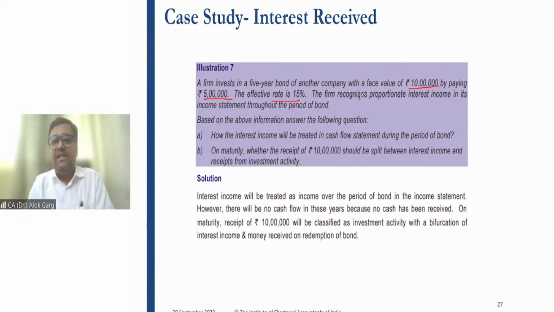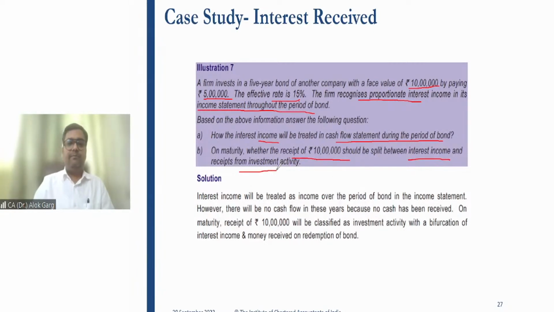The firm recognizes the proportionate interest income in its income statement throughout the period of the bond. Based on the above information, answer the following question. How the interest income will be treated in cash flow statement during the period of the bond? On maturity, whether the receipt of 10 lakhs should be split between interest income and receipt from investment activity.